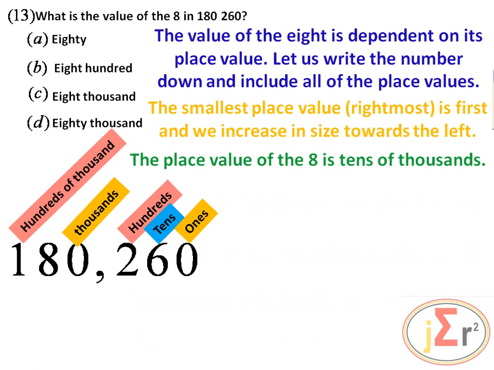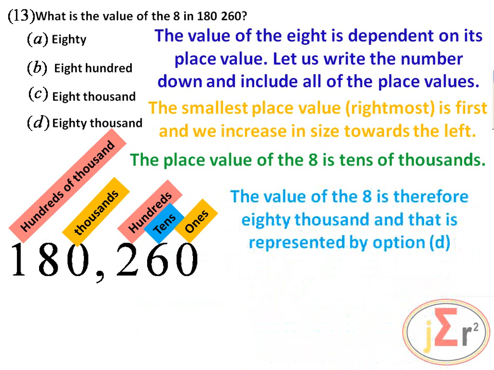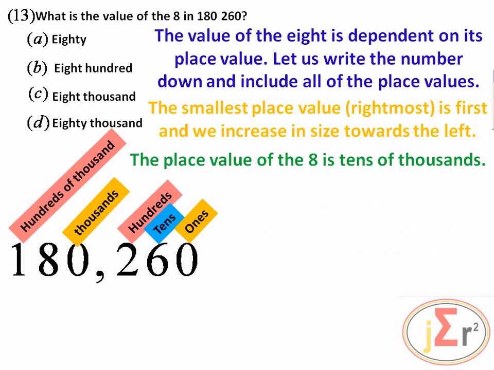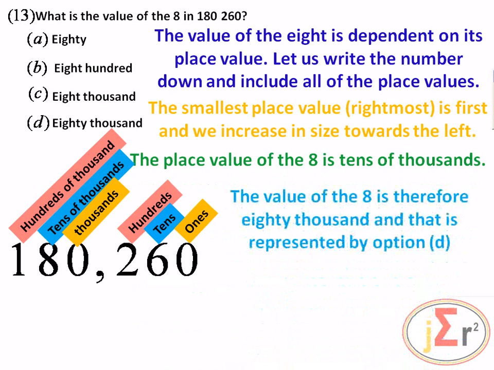Tens of thousands. The value of the 8 is therefore 80,000, and that is represented by option D. 80,000.